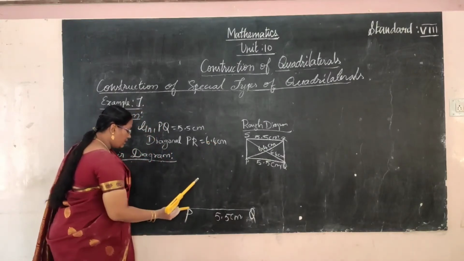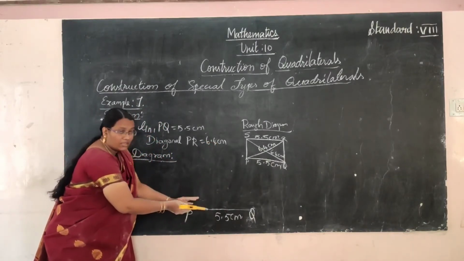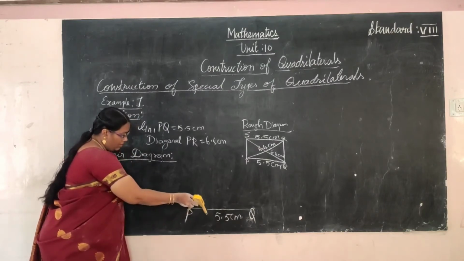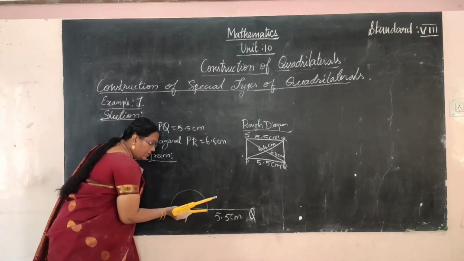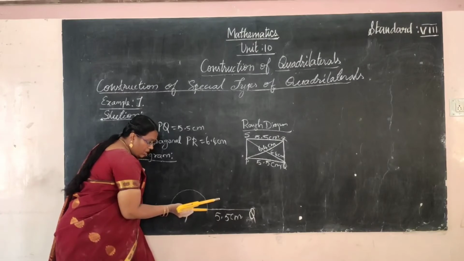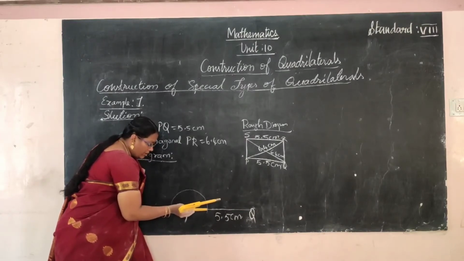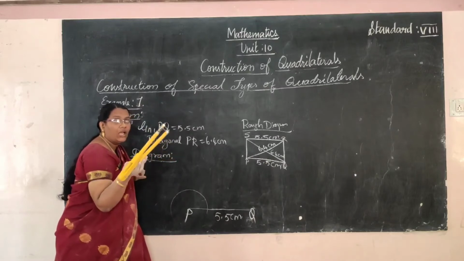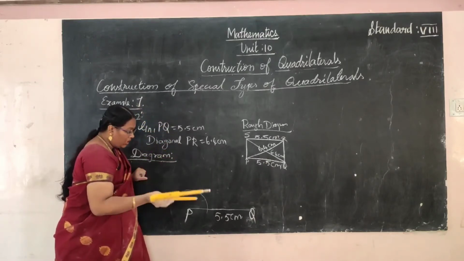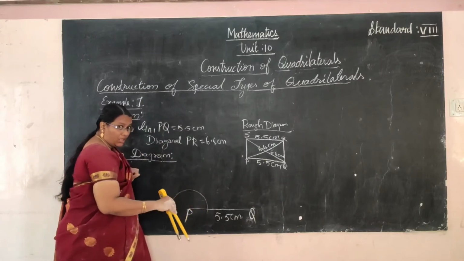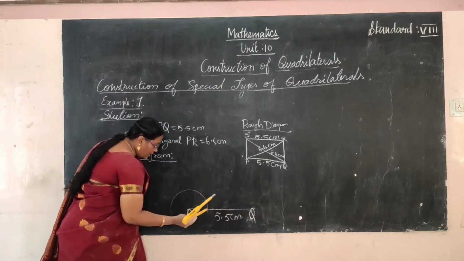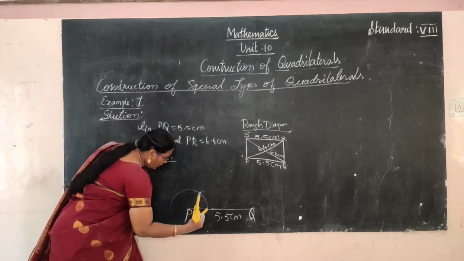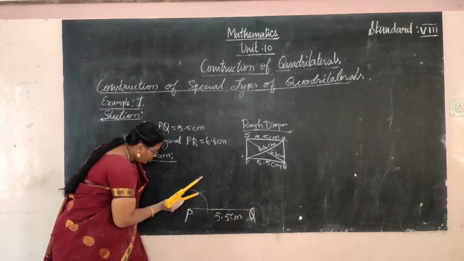Listen. With center P, take any one measurement and draw an arc with center P. After intersecting the line at a point, you consider the same measurement. Need not change any measurement in the compass. Using the same measurement, with center here, draw an arc and intersect the arc with the next one.